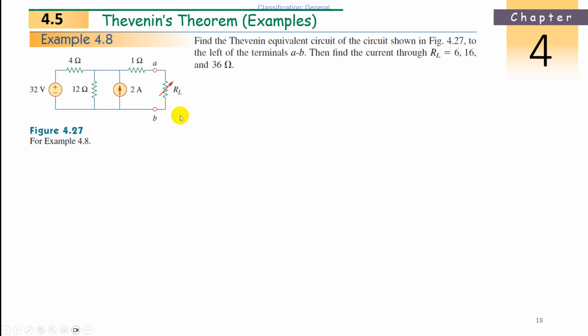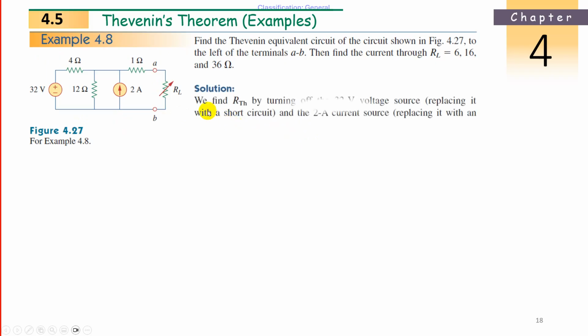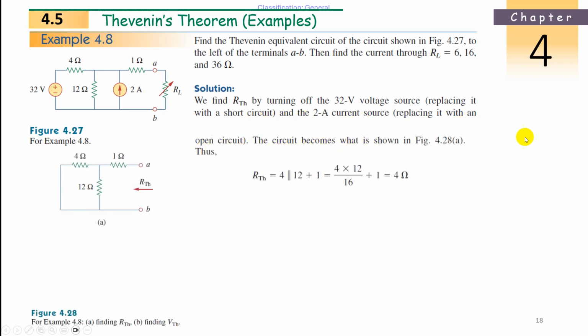So the first time only, we have to find the equivalent resistance, that you have the steps. So the three times, no need to analyze the circuit from the basics. So this is the advantage. We find R Thevenin first by turning off the 32 volt voltage source, replacing it with a short circuit, and the 2 amp current source, replacing it with an open circuit. The circuit becomes what is shown in the figure.